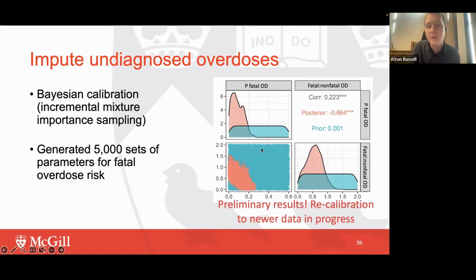But here I'm showing the prior distribution. I use a Bayesian calibration procedure. So you set a very uninformed prior, which is a uniform distribution on both of the two parameters we're calibrating, which is the probability of fatal overdose and the ratio of fatal to non-fatal overdose. And you can see that the posterior still has a fair bit of uncertainty, but we certainly learned something. It's not as wide as the prior, and there's some correlation between these two covariates, which is what this lower left plot is showing.